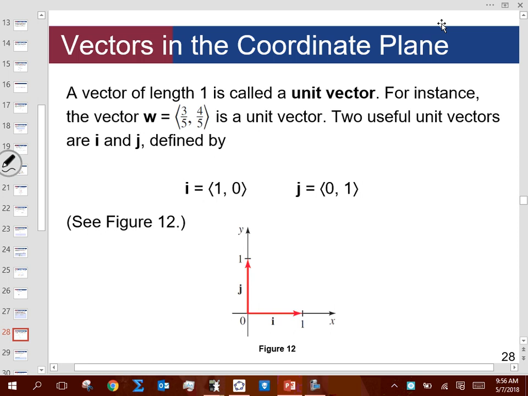Tomorrow we'll start talking about the fact that every single vector you ever draw can actually be broken down to unit vectors.